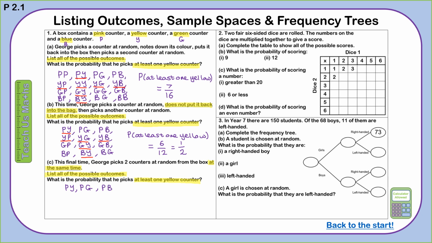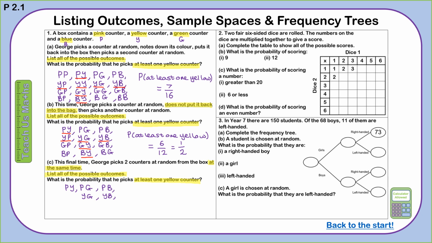Moving to the next row, yellow and pink. Well, this is the same as pink and yellow, so this is a repeat, so we don't want that outcome. However, yellow and green at the same time, that's an outcome we've not yet had, and yellow and blue at the same time.